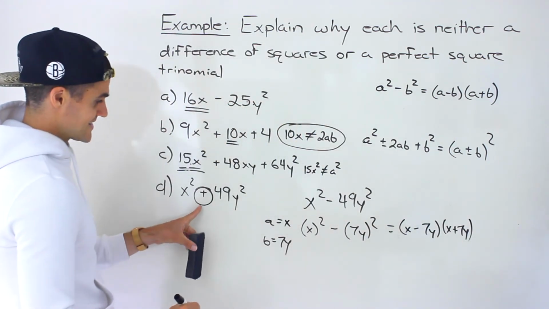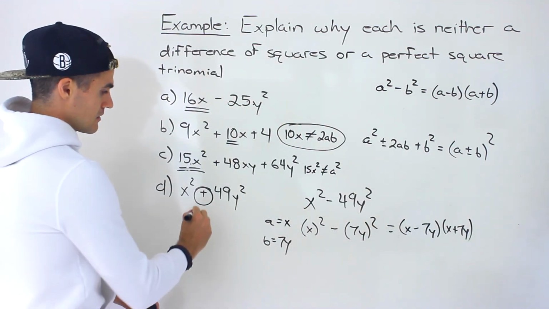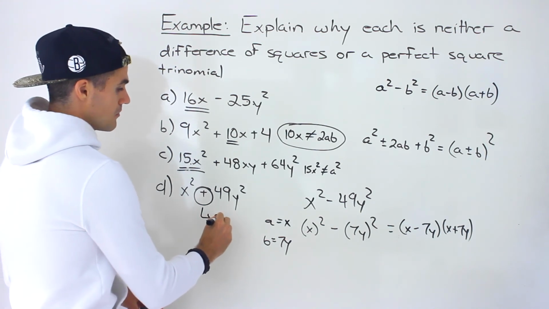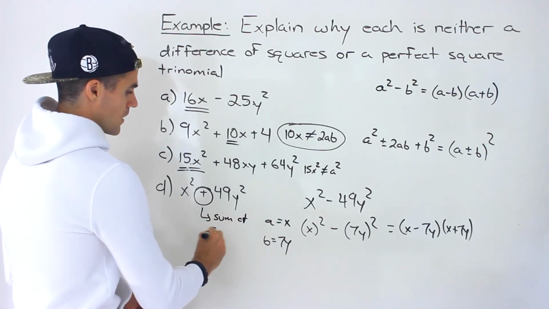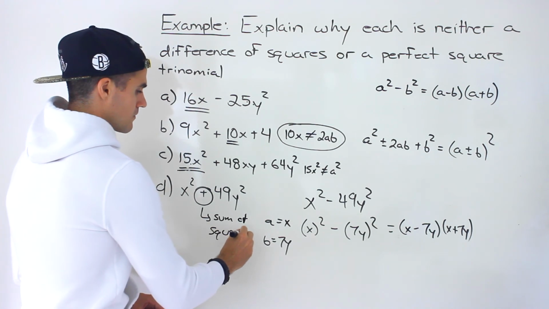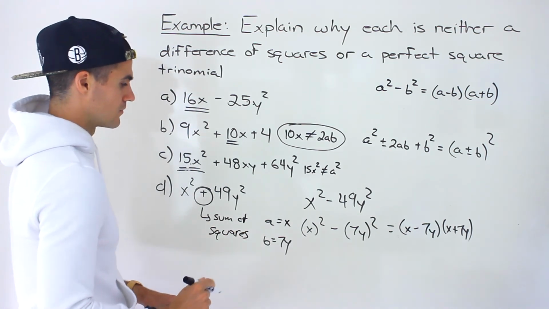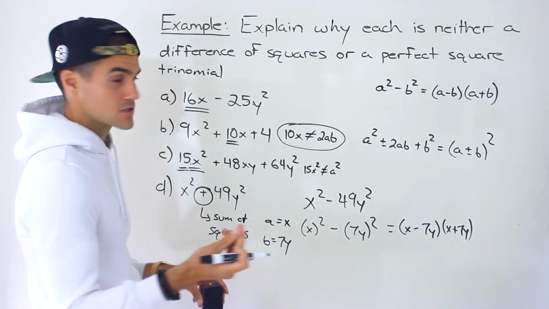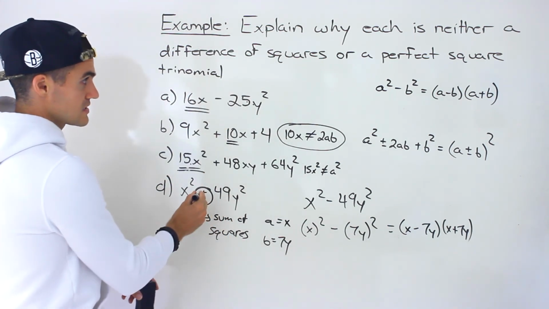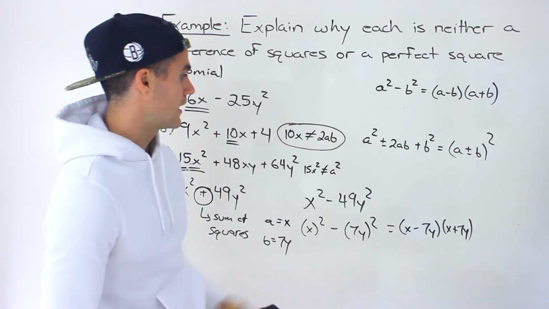Okay, so in this case it's only the sign. This here is a sum of squares. Okay, a sum of squares you can't factor, right? It's not a difference of squares like what we're looking for. This here, it has to be a negative.